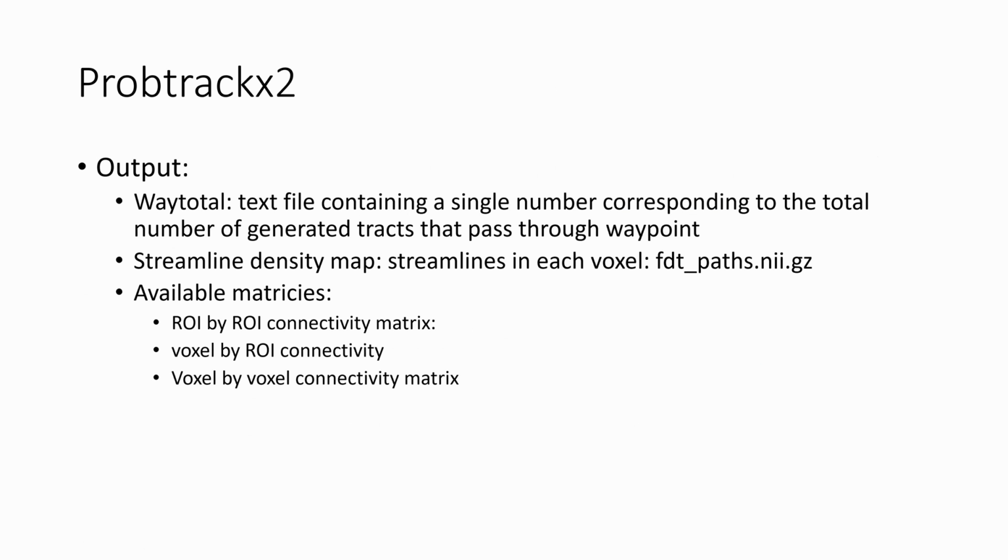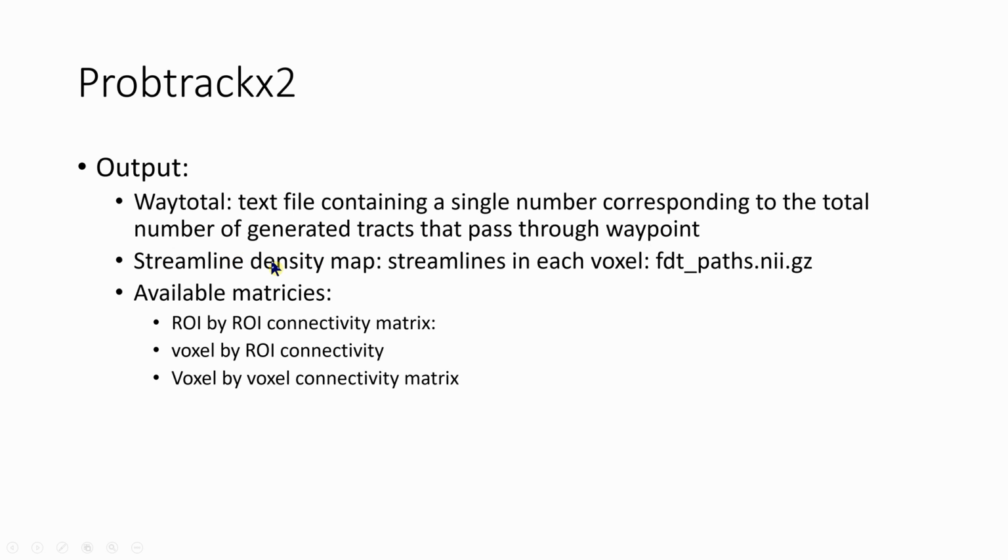So one of the key outputs you get by default is your waytotal. What this means is it's a text file containing, for your masked regions, the total amount of pass-throughs as a waypoint: how many times you're getting data going through that area, the number of tracks that are pathing.